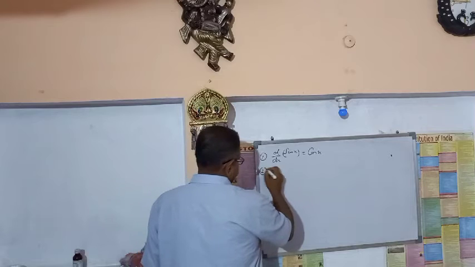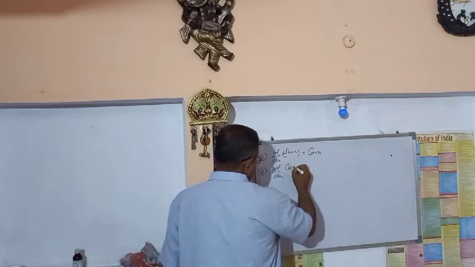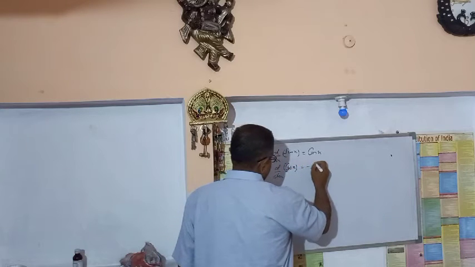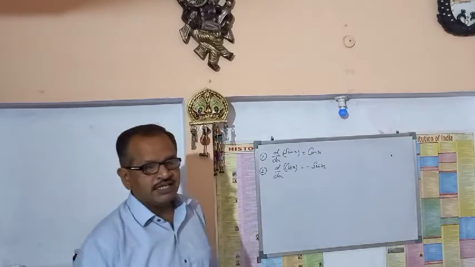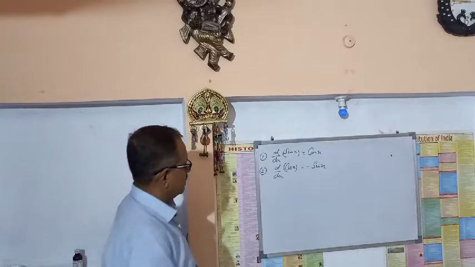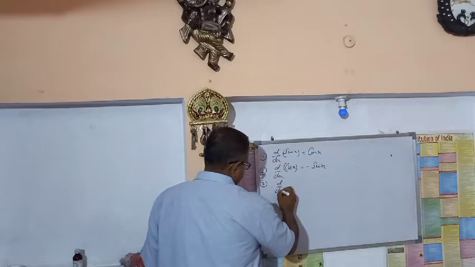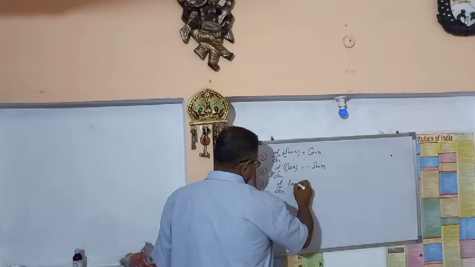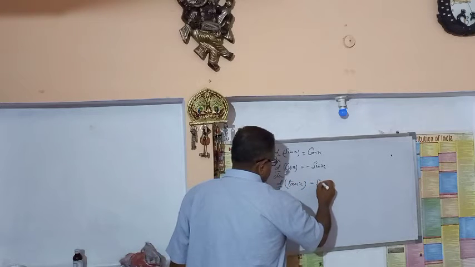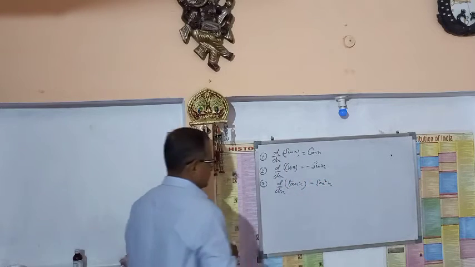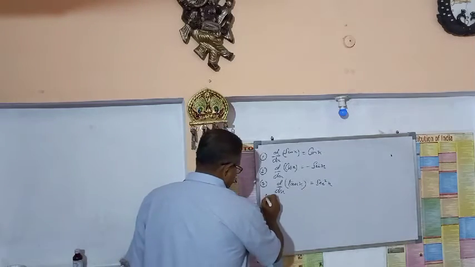Second one, d by dx of cos x. It is minus sin x. d by dx of cos x is minus sin x. Third, d by dx of tan x. It is sec square x. d by dx of tan x is sec square x.